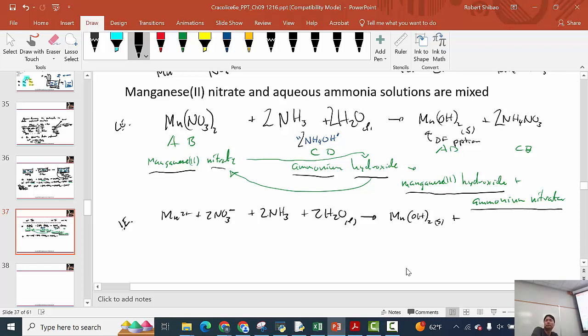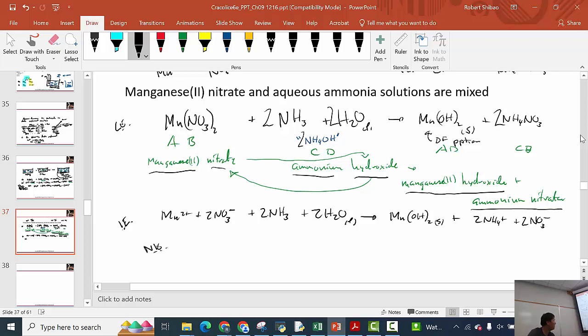However, ammonium nitrate: is that a strong acid? No. Strong base? No. Soluble salt? Yes. This is soluble. All ammonium salts are soluble, all nitrates are soluble. So what does this break up into? 2NH4 plus, plus 2NO3 minus. We have to make sure we don't lose any ions. So that looks all good.